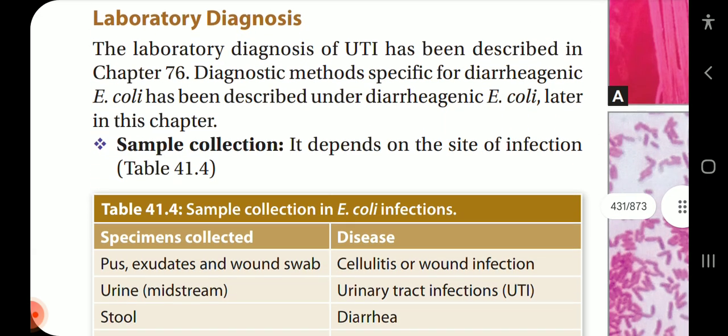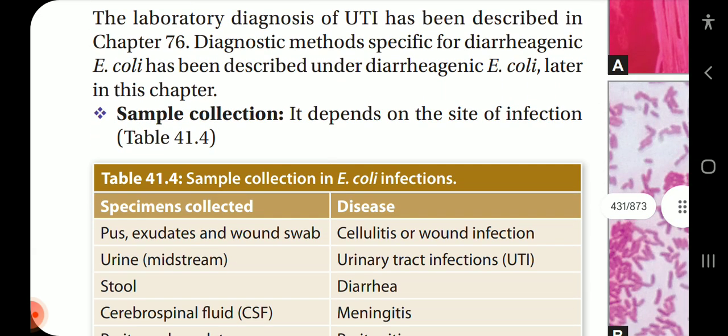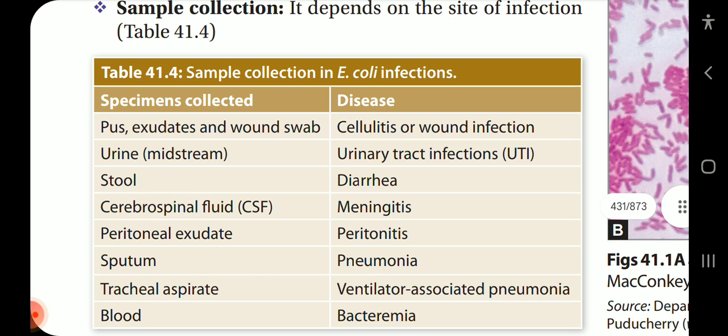Now, the laboratory diagnosis of UTI has been described in the chapter. The diagnostic methods specific for diarrheagenic E. coli have been described under diarrheagenic E. coli later in this chapter. Sample collection depends on the site of infection.